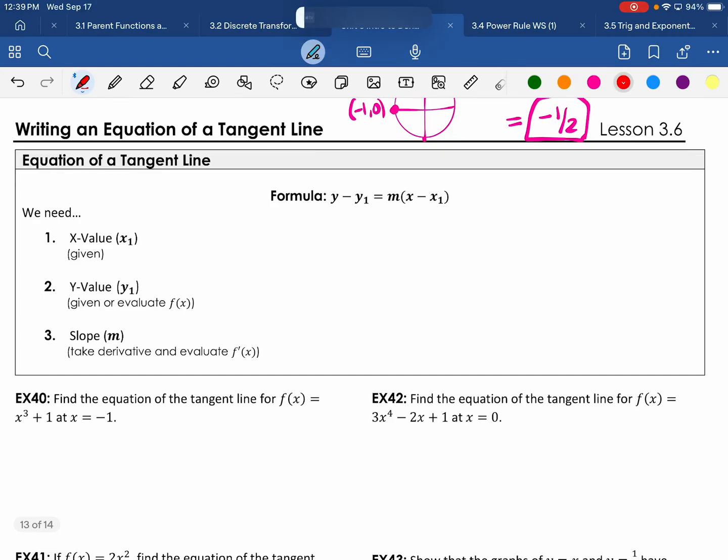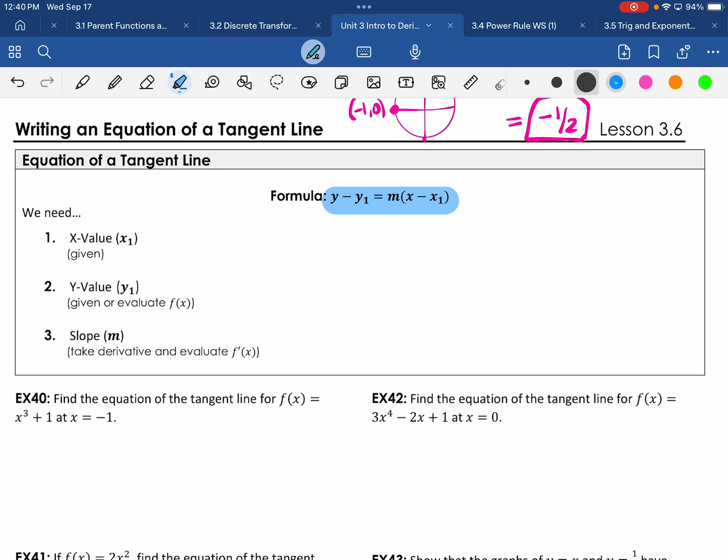The equation of a tangent line. We have already talked about tangent line equations, but now we're going to relate it to derivatives. This formula right here is on your note cards. You should have it memorized. I do not have a poster of the equation of a line. That should already be in your brains. It's point-slope form from Algebra 1, like 8th grade. y minus y1 equals m times x minus x1.